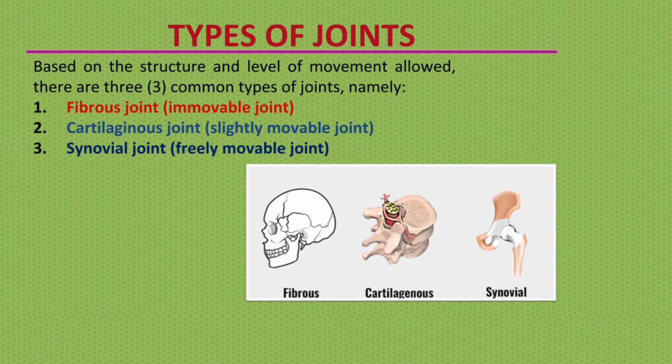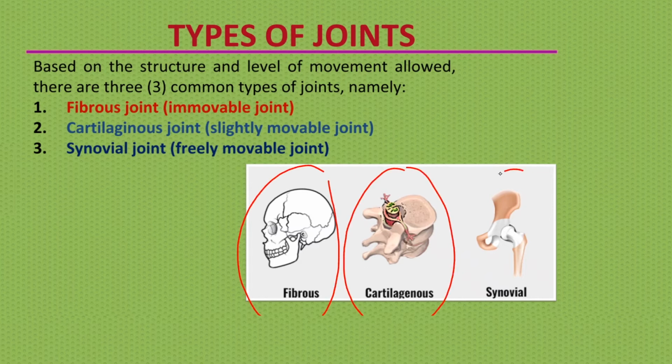Based on their structure and the level of movement they allow, there are three basic types of joints in the human body, namely the fibrous joints, the cartilaginous joints, and the synovial joints. Take note, the fibrous joints are also referred to as the immovable joints, while the cartilaginous joints are referred to as slightly movable joints, and the synovial joints are referred to as freely movable joints.